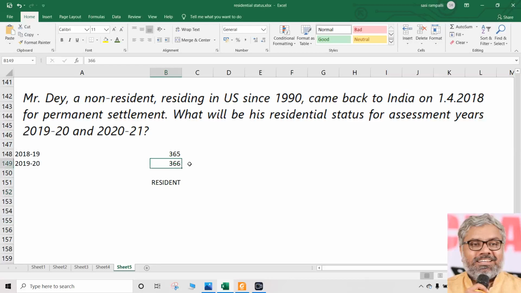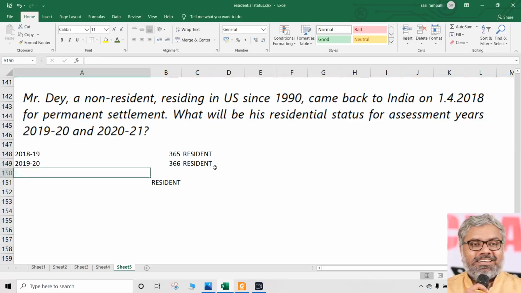That's what we have to check. So immediately preceding the previous year 2018-19, what was his residential status during that year? That year also he was resident. This year also he is resident. But immediately preceding the previous year also, this guy was resident. 1 year, okay. Prior to that, what?